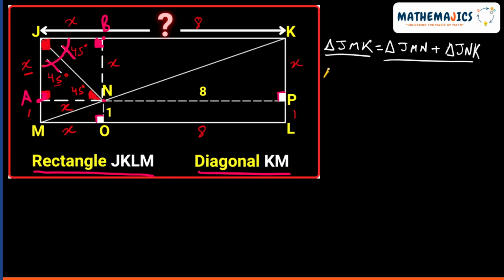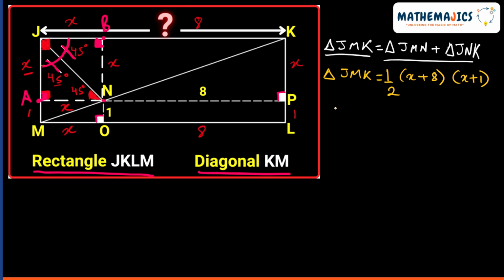Now let's find the area of triangle JMK. So half times base times height. So what is the base for JMK? For JMK, I'm taking base as JK. That will be x plus 8. If base is x plus 8, that is JK. What will be height? Height will be JM, which is x plus 1.